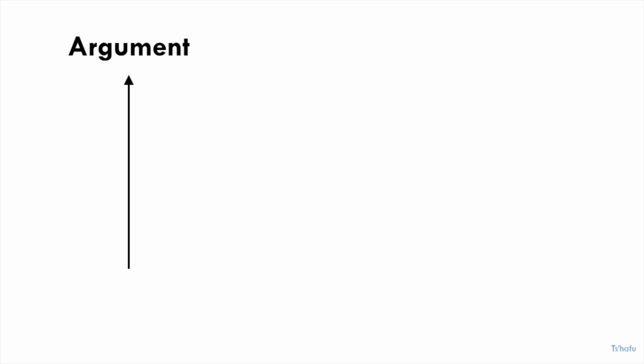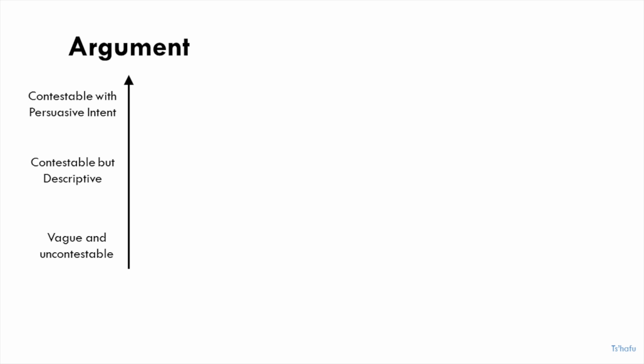So now, let's move to the second dimension, the argument dimension. This is going to be slightly more elaborate. Here, we will have 3 different categories. But as the arrow indicates, our goal is to make sure that we score at the very top. That is, we want our thesis to be contestable with a persuasive intent. That is where we're trying to go. But to fully make clear the meaning of this dimension, let's start with the one at the very bottom: a thesis that is both vague and uncontestable.